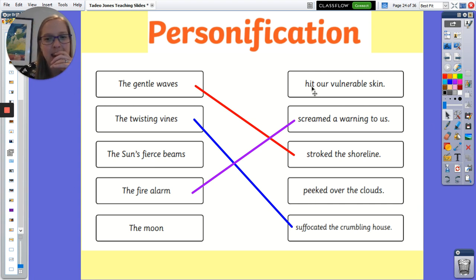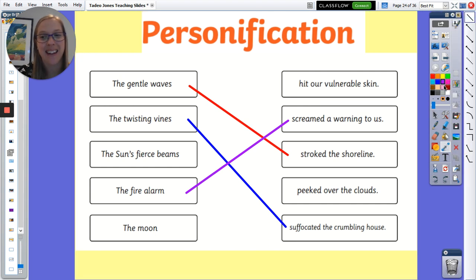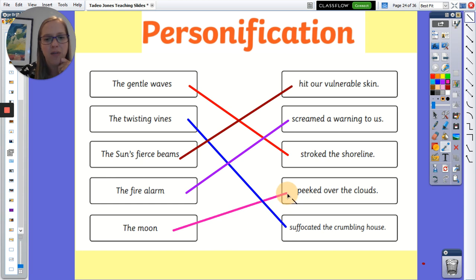We've got the word hit as a verb, and the word peaked as a verb. Which one do you think goes better with fierce? The sun's fierce beams. Have you got it? Have you guessed it? Let's get my arrow. It's hit our vulnerable skin. Fierce beams hit our vulnerable skin. Those two go together, fierce and hit. They're both quite violent words to use. They go together, which means that we are left with the moon peaked over the clouds.